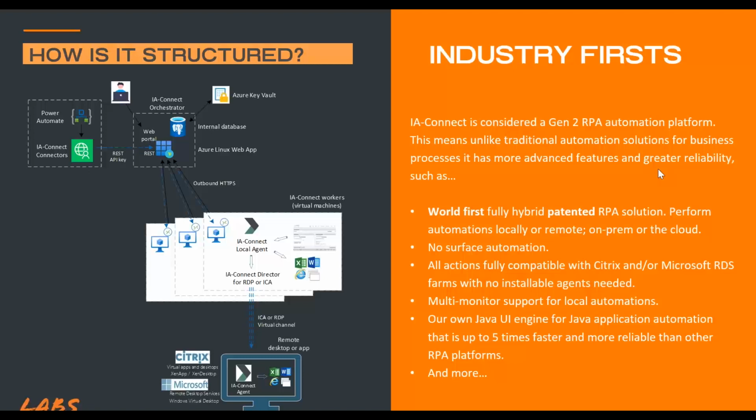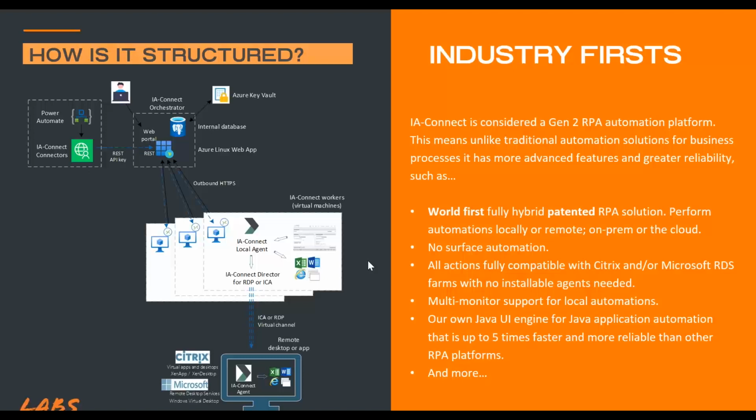So you can RDP or connect to a Citrix machine remotely from your local virtual machine, and we can do automation on there too. And the only piece that you would need in the remote machine is an executable file that can be saved in a share file, so nothing to install there, which usually is a security issue. And we can communicate and action everything in a remote way as well. So that's kind of like a simple structure of how we can set up IA Connect.